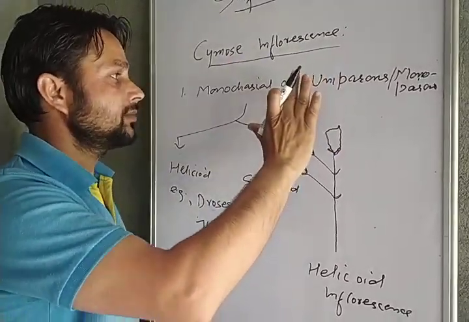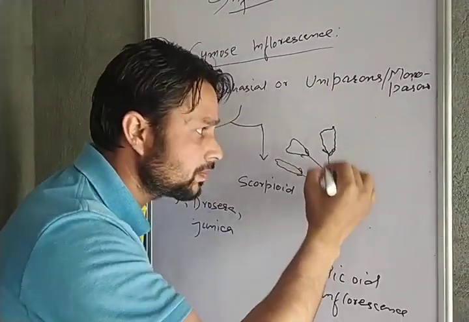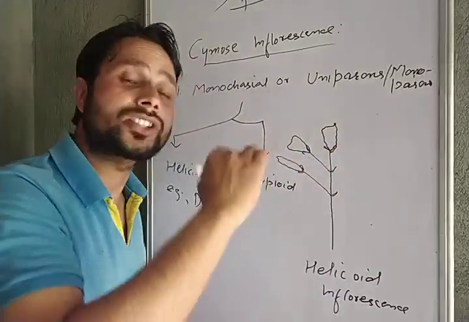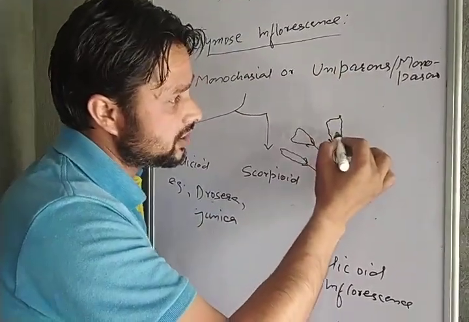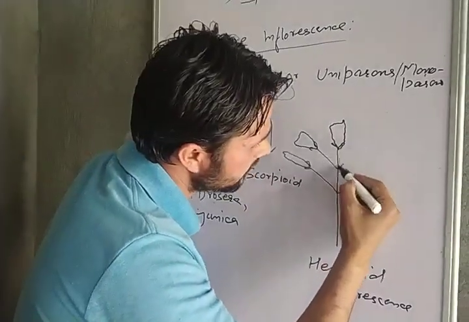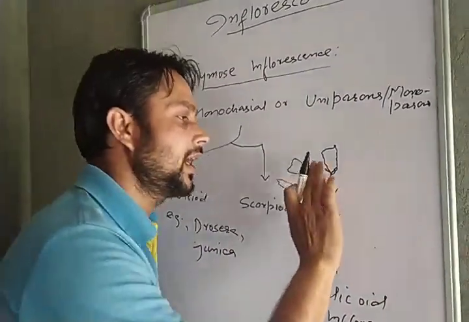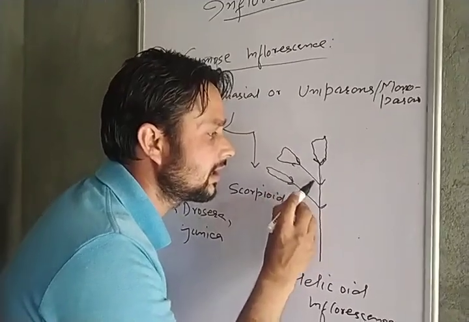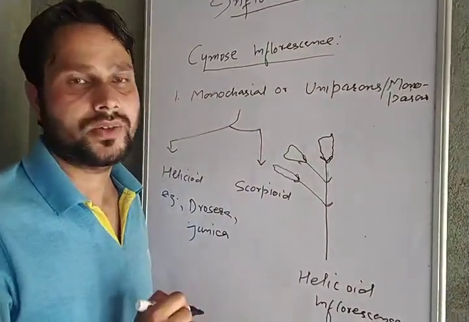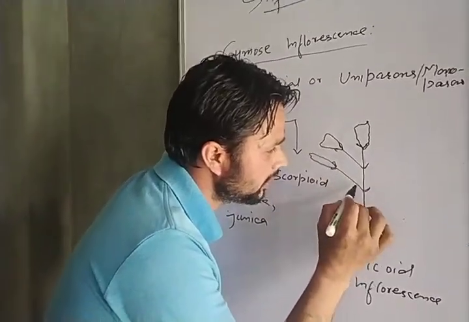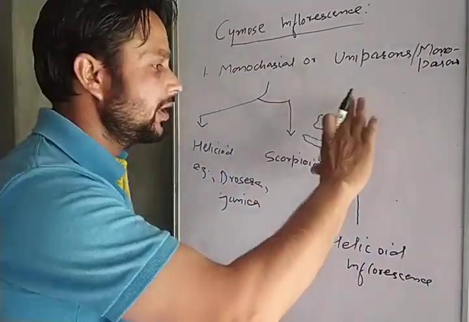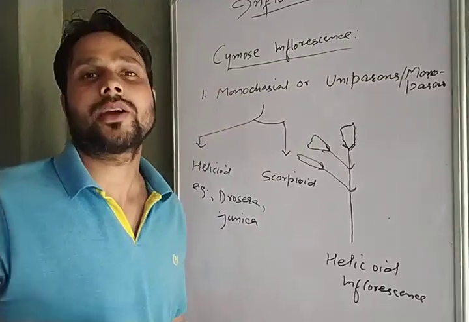In monochasal, the floral axis terminates into a flower, and it is pushed by the lateral branch, which again terminates into a flower. This is again pushed by the lateral branch, and it again terminates into a flower. When it occurs on one side, this is called helicoid type of inflorescence.